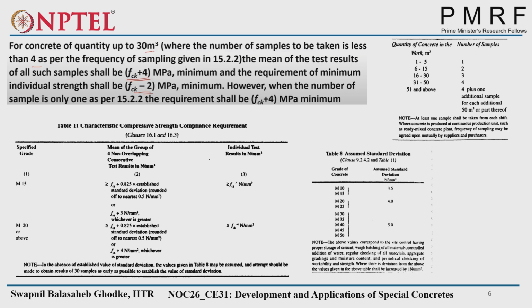Right, 30. But sometimes it's not possible to find out the standard deviation by testing 30 samples, so the code has given some approximate values. For M20 to 25, it's given 4. M30 to M50, it's given 5. And a note has also been given here: in the absence of established value of the standard deviation, the value given in Table 8 can be used or assumed.